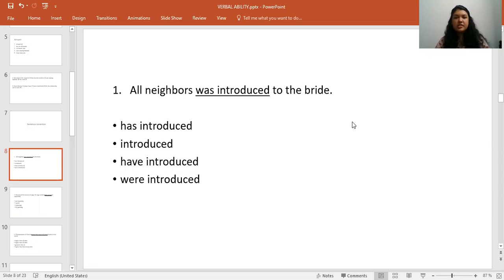So here the word neighbors is plural, and since was introduced is being used, it is very easy to identify that a correction is required, and the correct sentence is were introduced. Since it's already given as was introduced, and since we have a plural before the error, we know that it is were introduced. So the correct sentence will be, all neighbors were introduced to the bride.